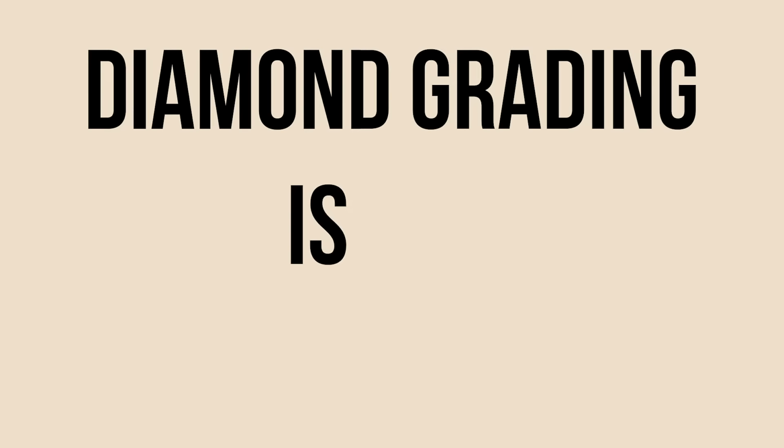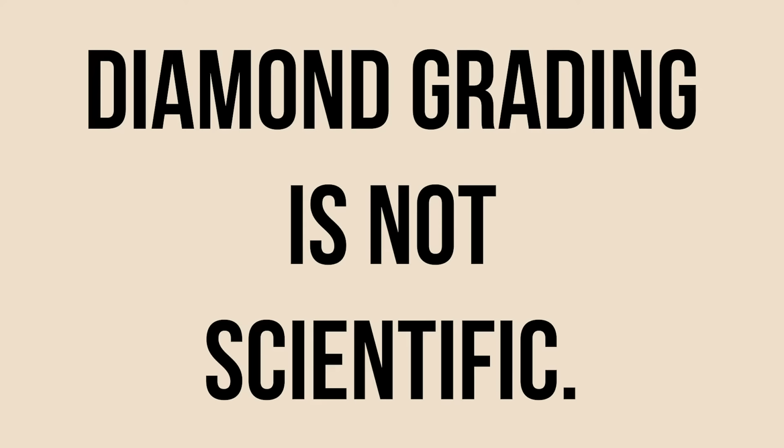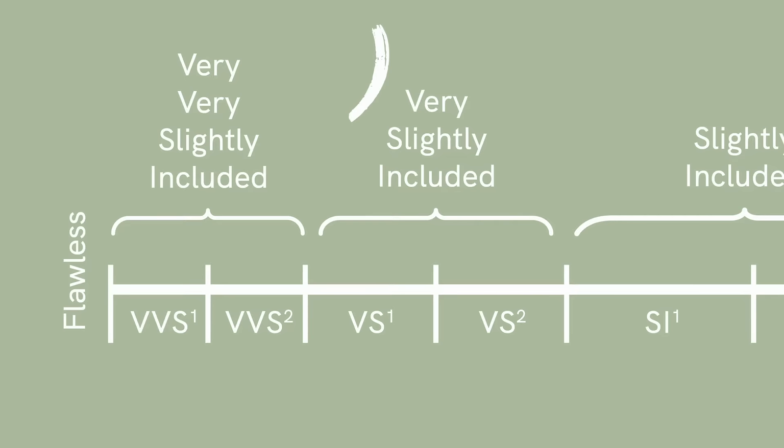So first thing I'm going to start off with that's very important to understand. The first thing is diamond grading is not scientific, okay? So really important to note this. So take a look at what these scales actually stand for. You're going to see a term like very, very slightly included. Like what the heck does that mean, okay? It's not a scientific term. If anything, it kind of shows you more about the marketing background behind it, okay?